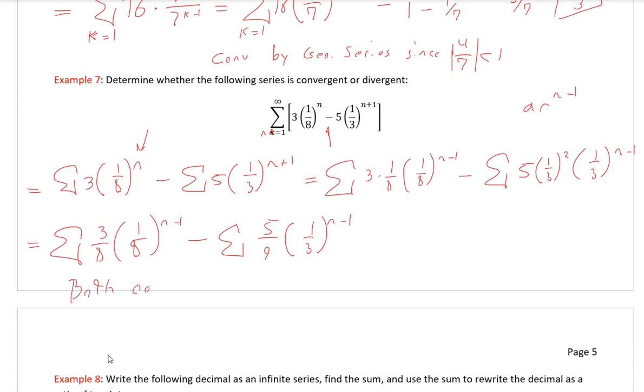So both converge by the geometric series, since 1/8 and 1/3 are less than 1. And since these both converge, we know what they converge to. The first one will converge to a, which is 3/8, over 1 minus r, which for the first one is 1/8. And the second one will converge to a, which is 5/9, over 1 minus r, which is 1/3.